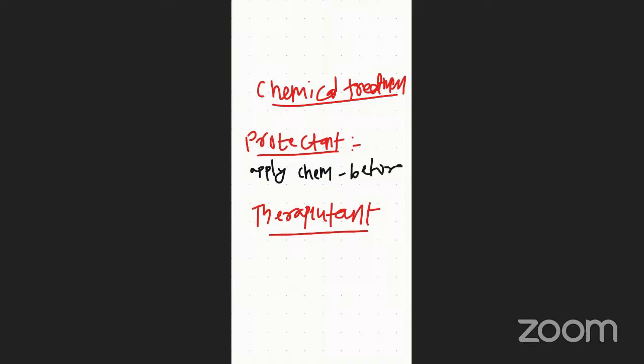We apply the chemicals before infection. Any chemicals applied before infection by the pathogen, that means before getting any disease, are called protectants. Examples of protectants given are captan, thiram, organomercurial, dithane M-45, ziram, ferbam. And the second one is therapeutant.